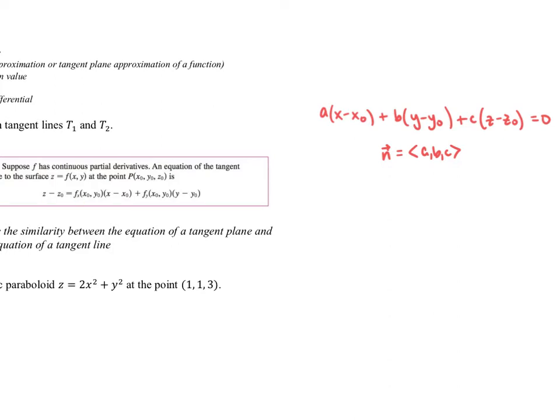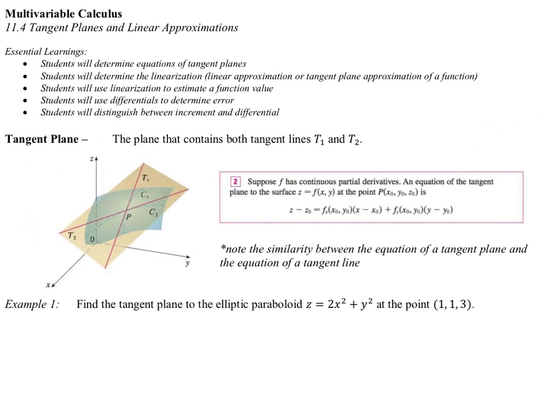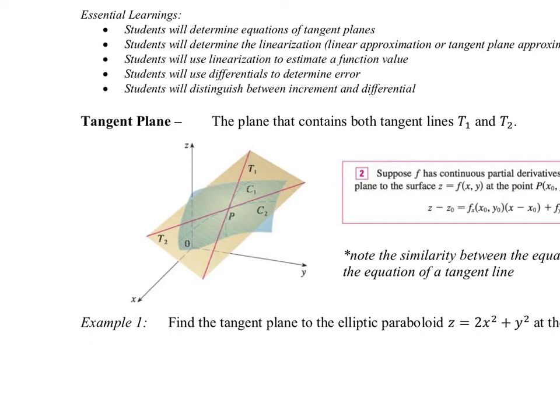But now, instead of a and b and c, we have these partial derivatives that show up. And so I just want to quickly explain where those come from, or at least try to demonstrate where they come from. So let's take a look over here at our diagram in the notes. We have a surface, and this particular surface has two tangent planes. So we have T sub 1 and we have T sub 2.